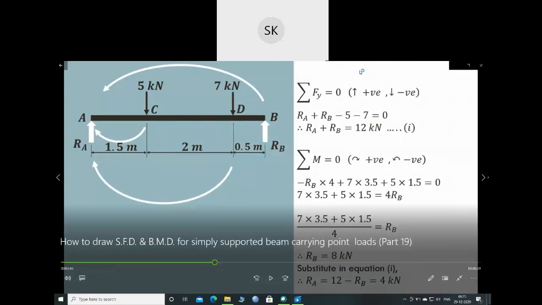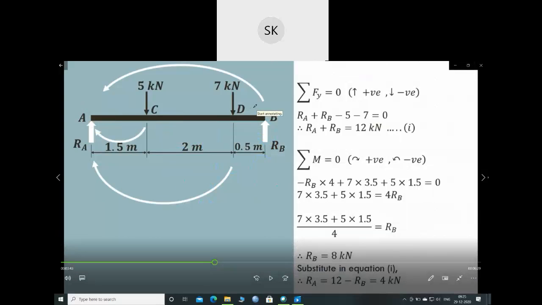Let me note once again. So we have 2 points A and B, right? First we have to consider the sign convention for these. I'm taking upward as positive, downward as negative. Okay. So RA plus RB is equals to 5 plus 7. Right. So this will be my equation 1.